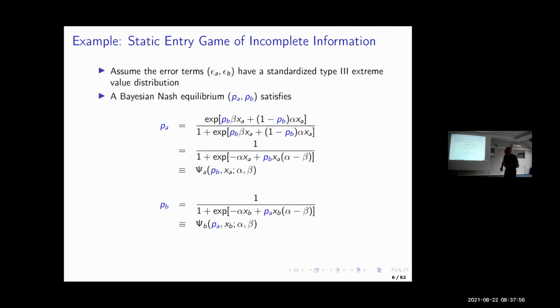Okay, with those utility functions and shocks, we get a set of Bayesian Nash equilibrium response functions, best response functions. They're going to be logit forms. You can see here how the best response of firm B enters into the best response function of firm A. And if you want to find an equilibrium, it's a set of PA and PB that are mutually best responses. So essentially, you need to find where these two best response functions are crossing.